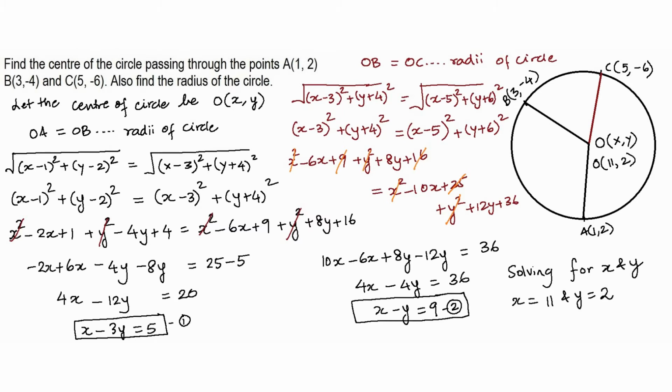Now, if we want to find the radius of the circle, we could choose to find either OA, OB or OC. So the length OA is therefore the radius, which is going to be under root of 11 minus 1 the whole square plus 2 minus 2 the whole square, which is going to be square root of 100, and that is going to be 10 units. Therefore, the radius of this circle is equal to 10 units.